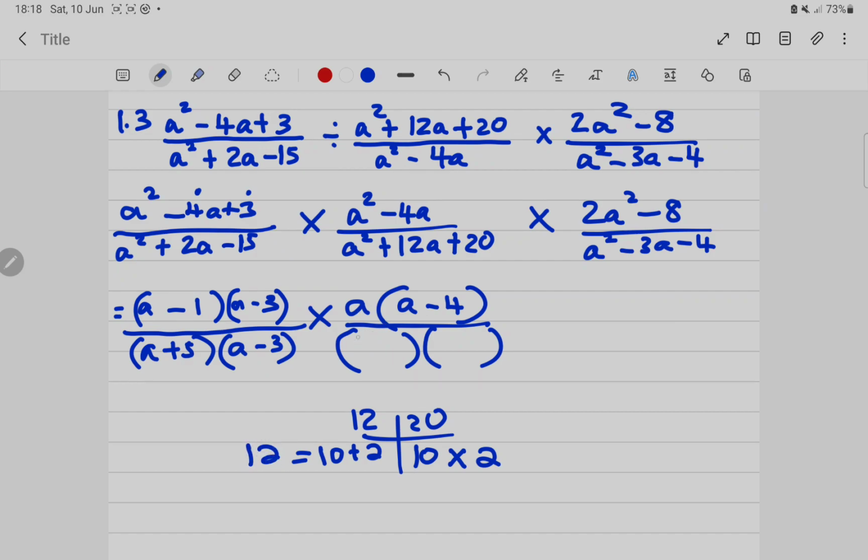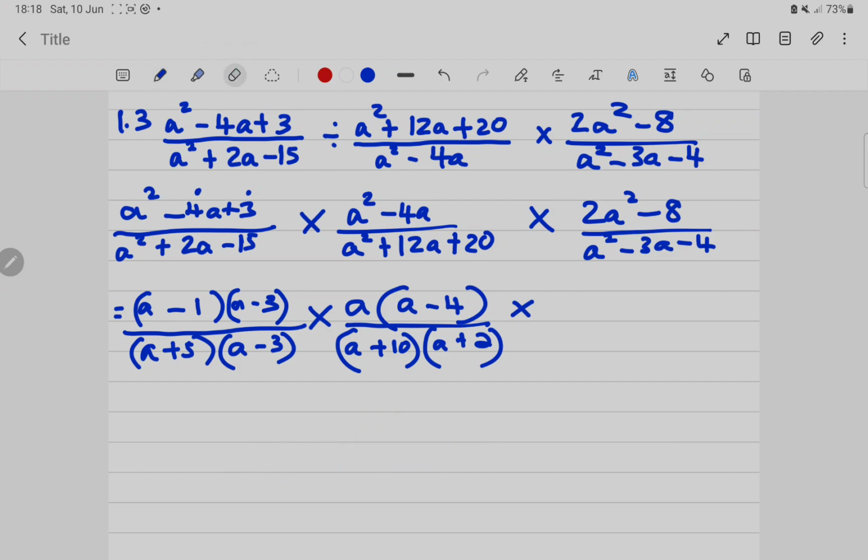So it means for a squared plus 12a plus 20, the factors for a squared are a and a. Then for 20, when you multiply, it's 10 times 2, positive 10 and positive 2, because these numbers, when you add them together, give us 12. Okay, then let's check again. We need to factorize that one, but we're going to make it quick.